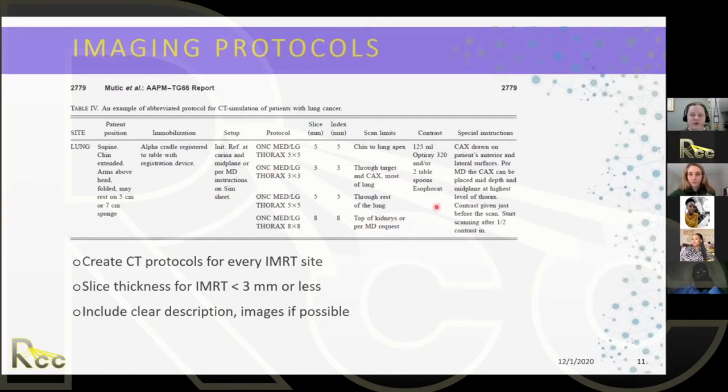Contrast is very important. You need to be consistent from scan to scan, so that when you're contouring, you know what to expect. And then there is special instruction usually. It takes a little bit to create protocols. We just created a new one yesterday at my site for a breast brachytherapy. But again, generally for IMRT, you'd want to have slice thickness of 3 millimeters or less, which most scanners nowadays can accomplish. And just make the description as clear as possible.